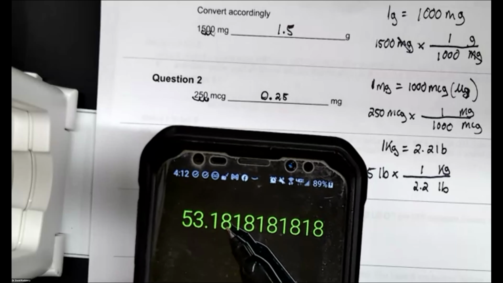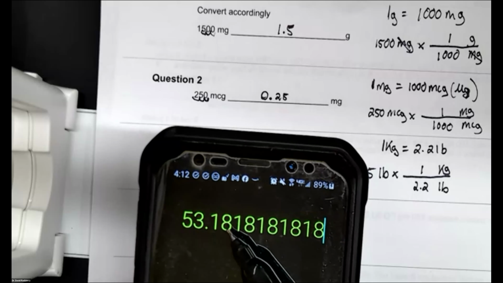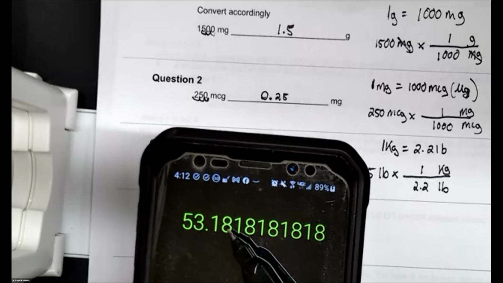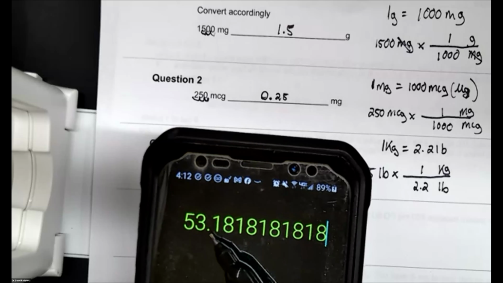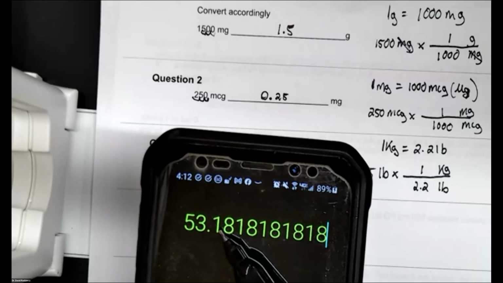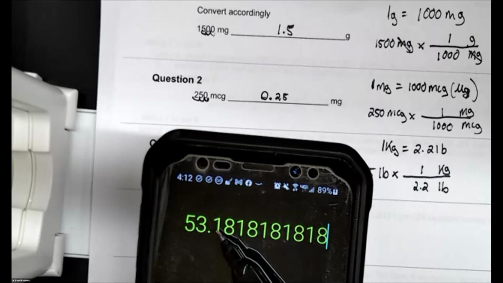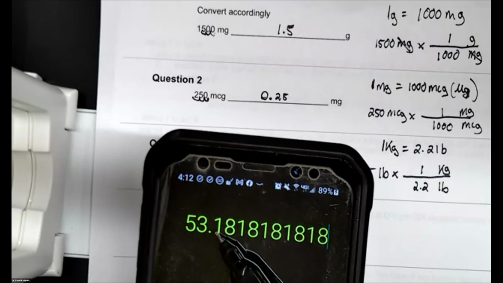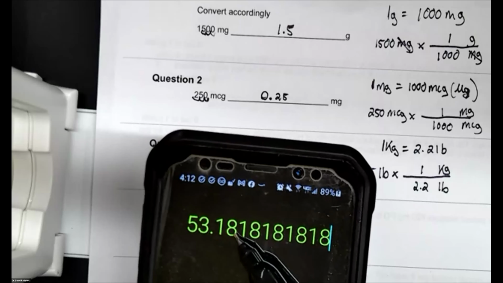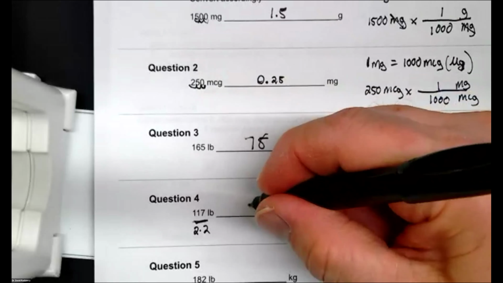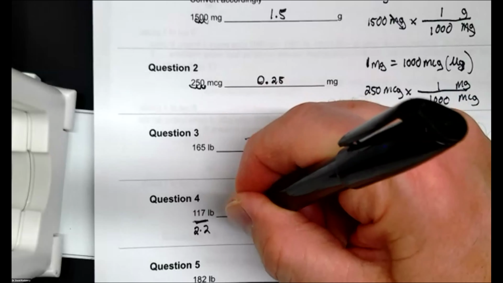So how do I do that? I look at that 8. If the number in the hundredths place is 5 or greater, so 5, 6, 7, 8, 9, you're going to round the number in the tenths place up. If that number is 4, 3, 2, 1, or 0, then you don't round. You just leave it alone. So if this was 53.14, you would just leave it as 53.1. But because it's 53.18, we are going to round our final answer to 53.2.